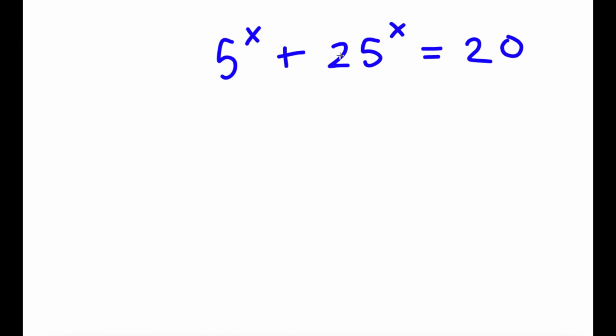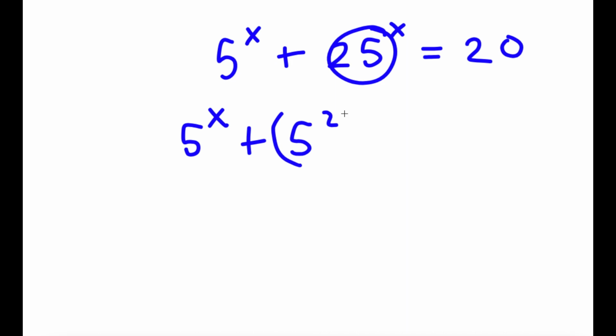Alright, so in this problem, I have 5 to the power of x plus 25 to the power of x is equal to 20. So to solve this, I'm going to first rewrite 25 here as 5 squared. So now I have 5 to the power of x plus 5 squared to the power of x is equal to 20.